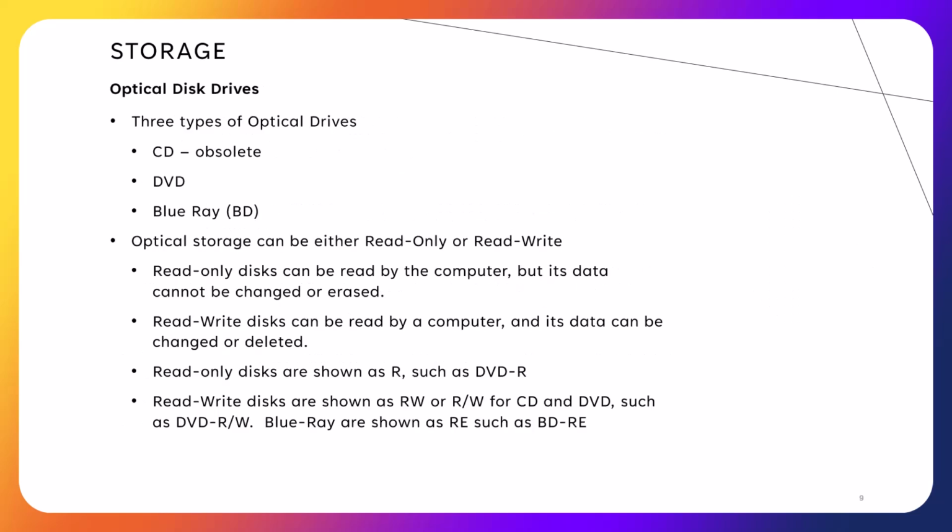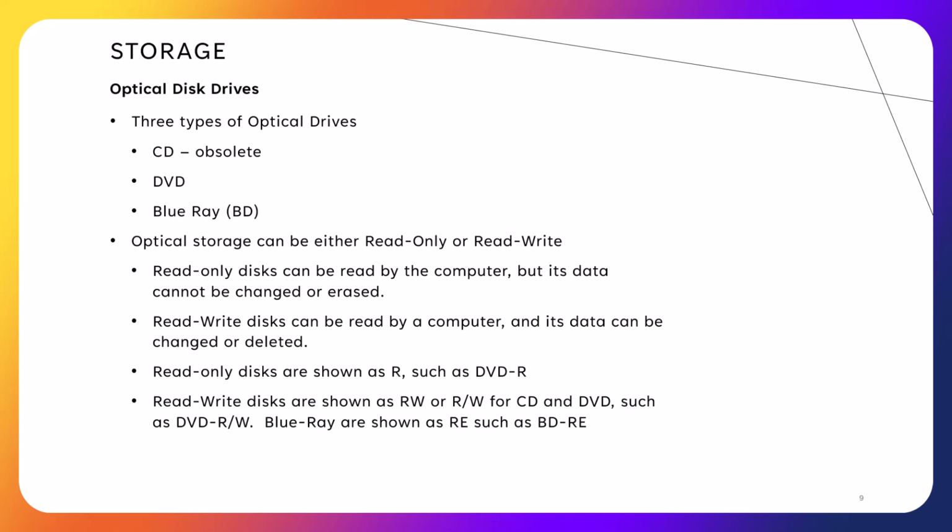Optical disk drives, we have 3 types of optical drives. Compact discs, or CDs, these are obsolete. You can still find them, but again, you're not going to buy them new as a general rule. DVDs and Blu-ray. Optical storage can be either read-only or read-write.